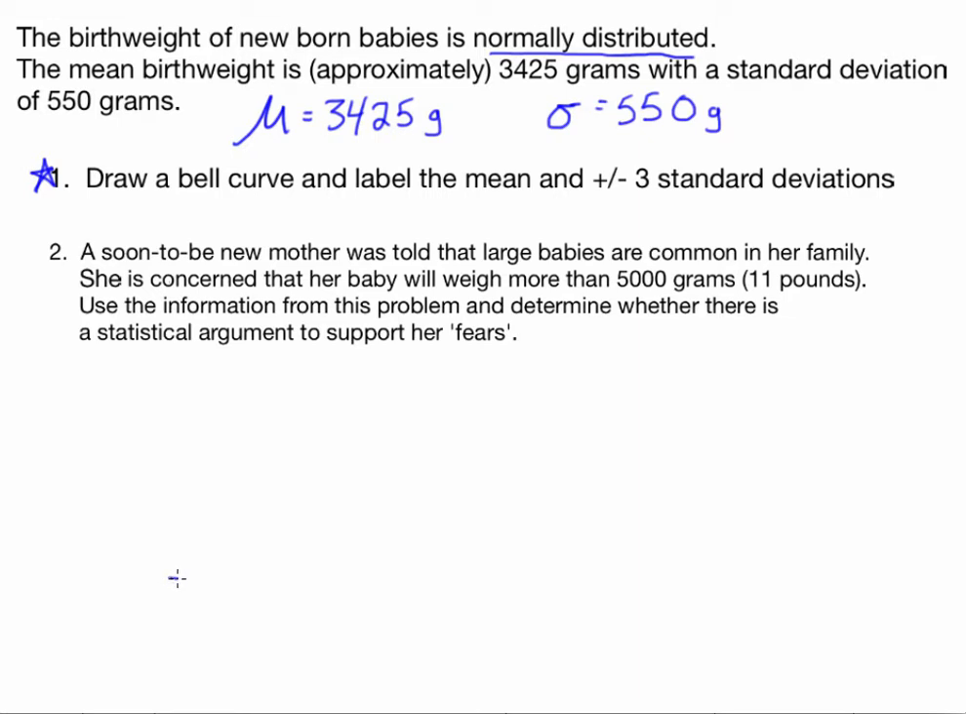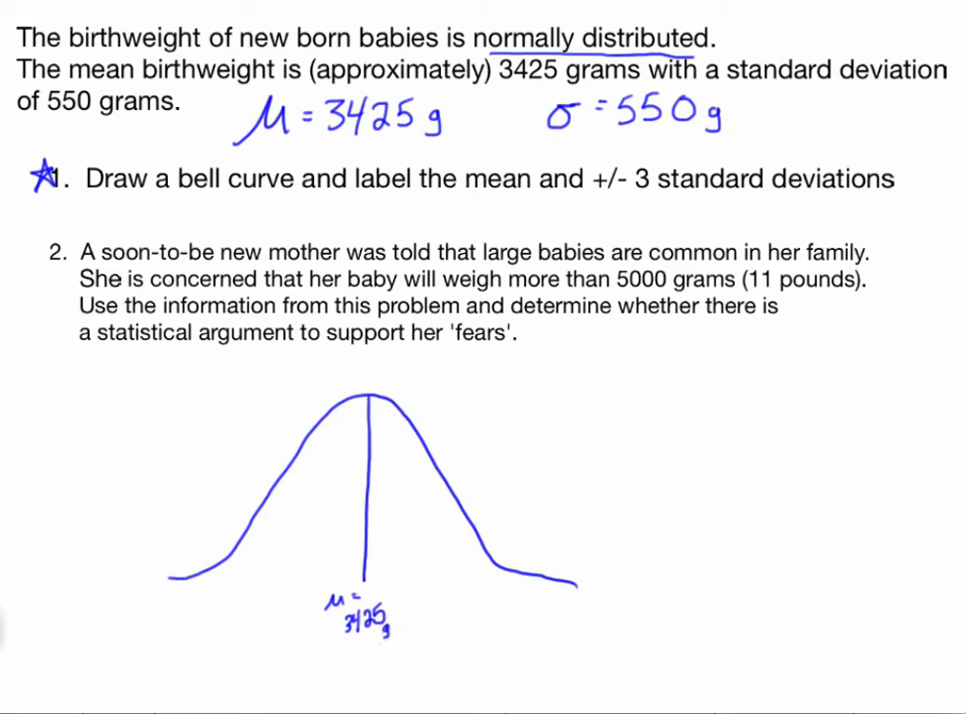So I'm going to draw a bell curve. I'm going to try very hard to draw a nice bell curve. That's not so bad. And what I know about a normal distribution is that the mean is going to be right in the middle. So if I were to label the mean, right in the middle of this distribution is 3,425, and this is grams.